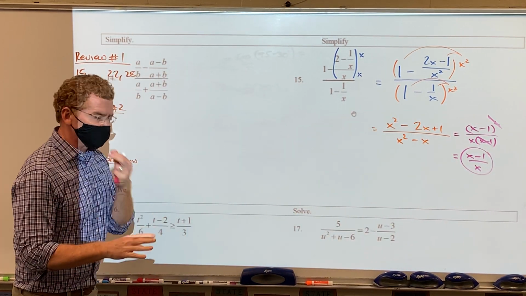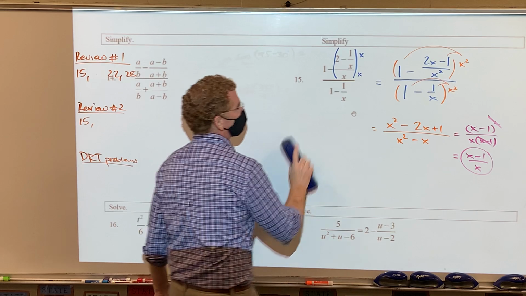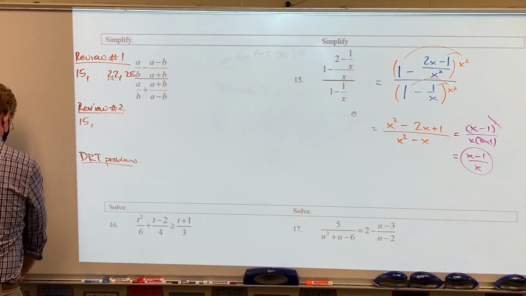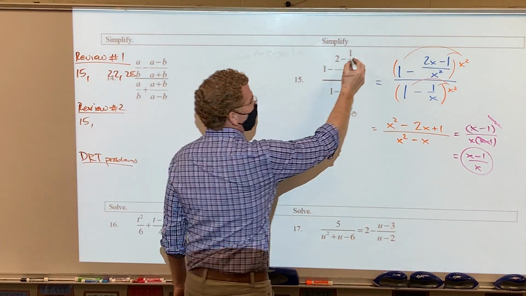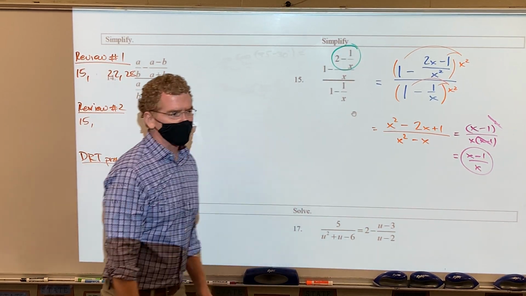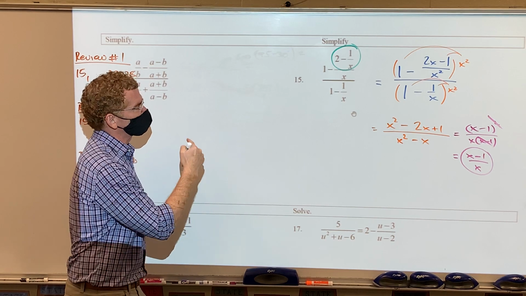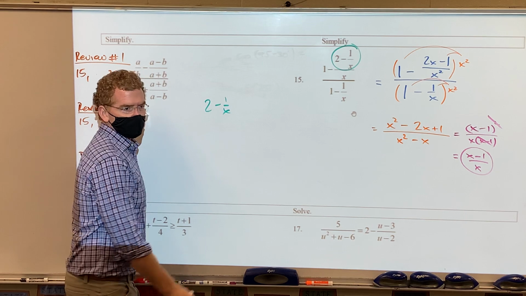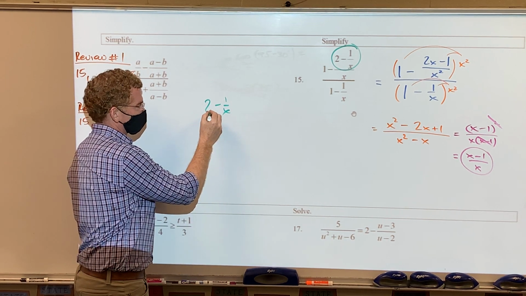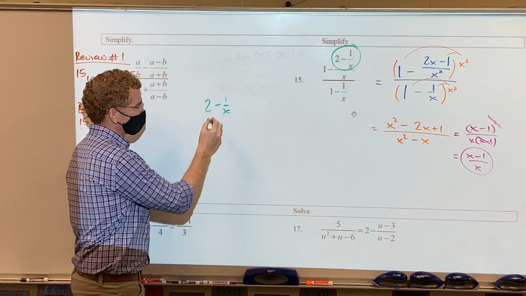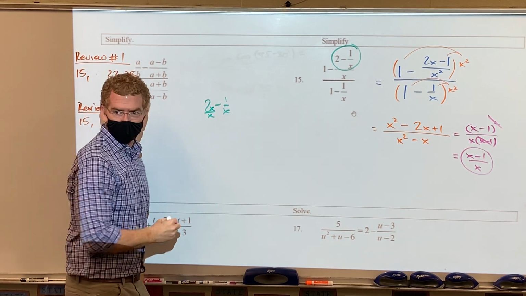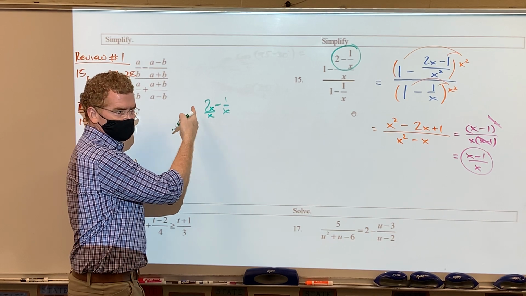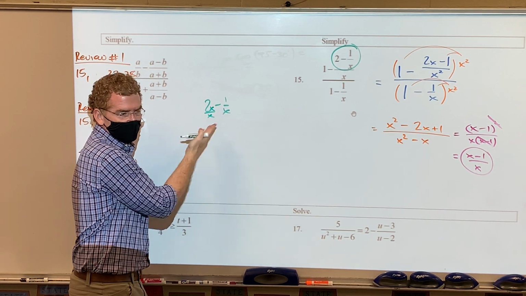Now, if you look at this and you hate this, then do this instead. I'll leave that up there. How do you subtract that? What would you do if I just wanted to go 2 minus 1 over x? What would you have done? Multiply the 2 by x. Can I just randomly multiply it by an x? No. So put it 2x over x. And then what do I have now? Common denominator. So 2x minus 1 over x, right? That's finding the common denominator.